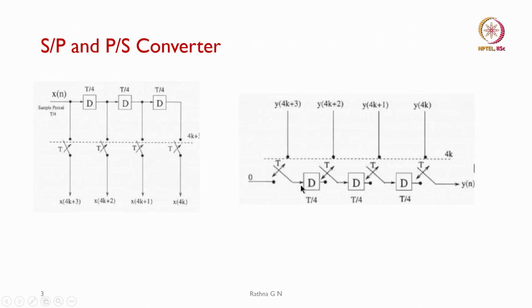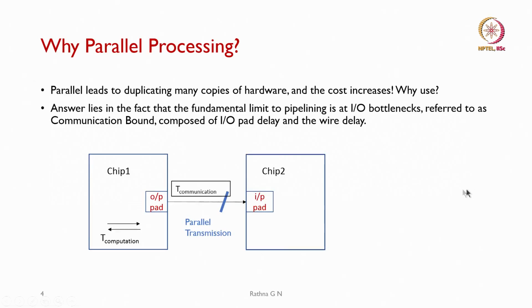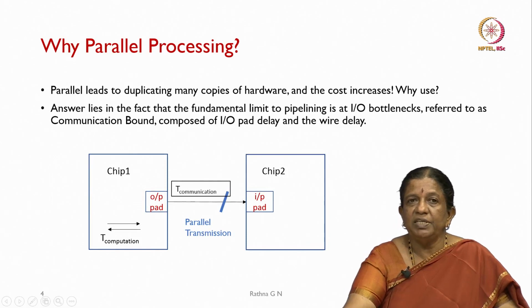Initially you will be putting a 0 and then you will be switching on this, and you will see that the 0 is going to be percolated first and then you will be operating on one after the other. 4k will be coming out first and then this one after 1 unit of time and then the next one. So, each one is clocked at T by 4. In the 4 clock cycles, you will be getting 4 outputs. This is how we will be doing the serial to parallel conversion and then the parallel to serial conversion.